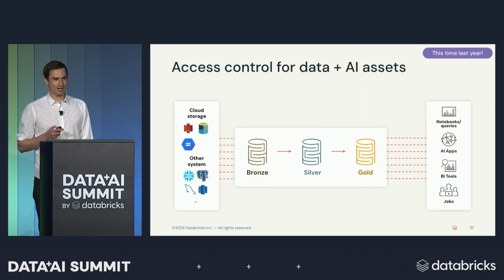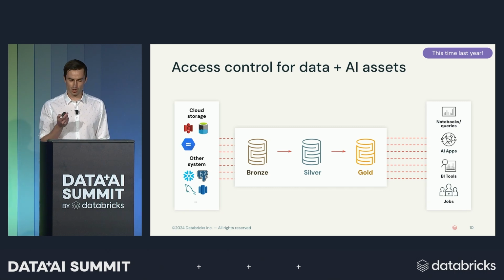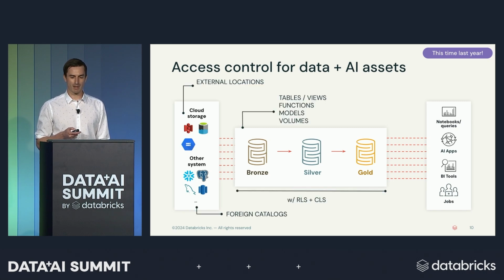So this time last year in this session, I put up the following diagram. This is a depiction of the typical ingestion through to consumption lifecycle through your medallion architecture. And we talked about all of these different types of objects that Unity Catalog had that allowed you to implement this architecture. So things like external locations that allow you to manage access to cloud storage, these foreign catalogs in the name of Lakehouse Federation, where you can actually register these external systems like Postgres and Snowflake and Redshift in your Unity Catalog instance. And then all of these different types of objects in the middle, the tables, the functions, the models, and the volumes.